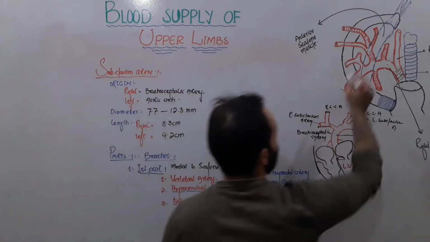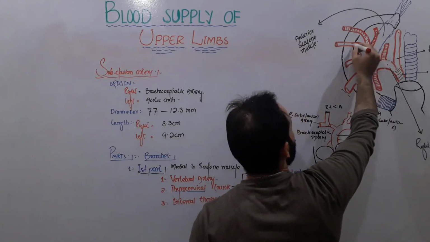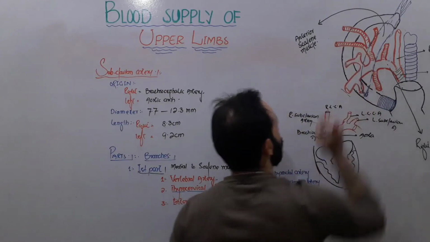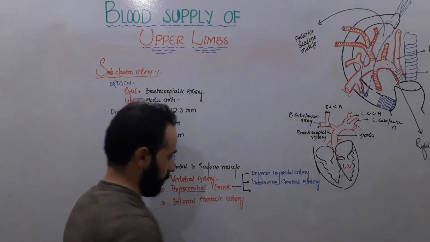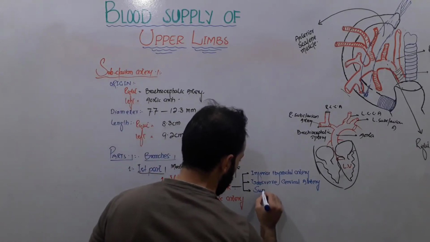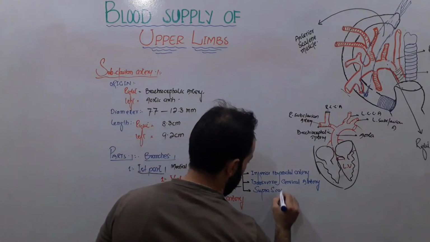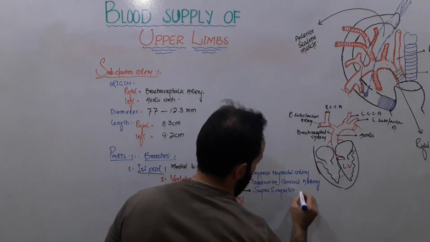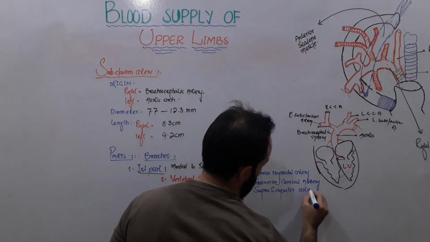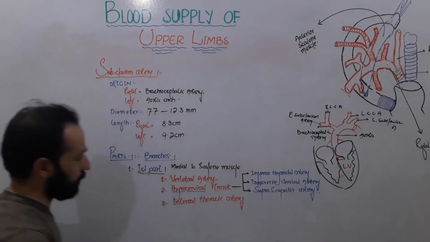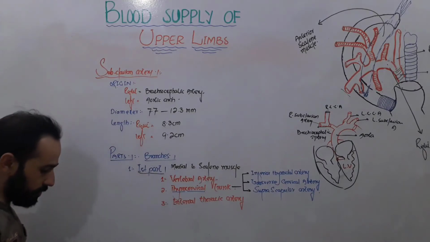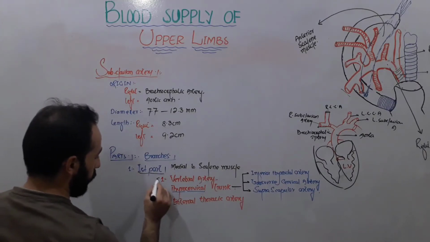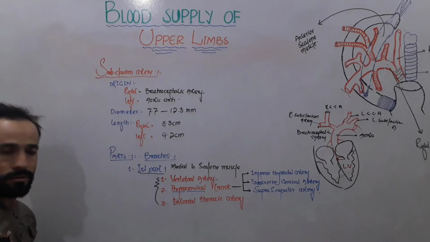And this third branch which arises from this trunk is called the suprascapular artery, right? Suprascapular artery. Right, we are done with this first part. The first part gives off 3 branches.